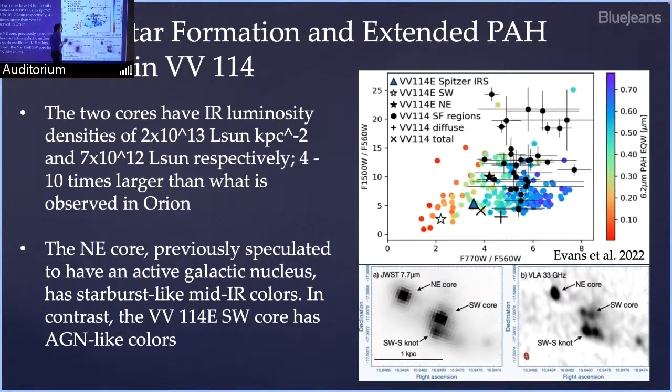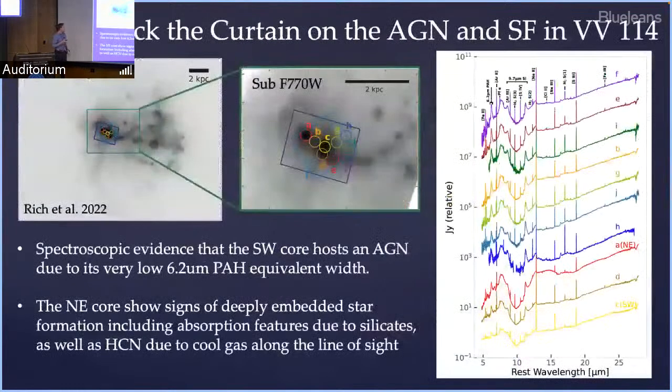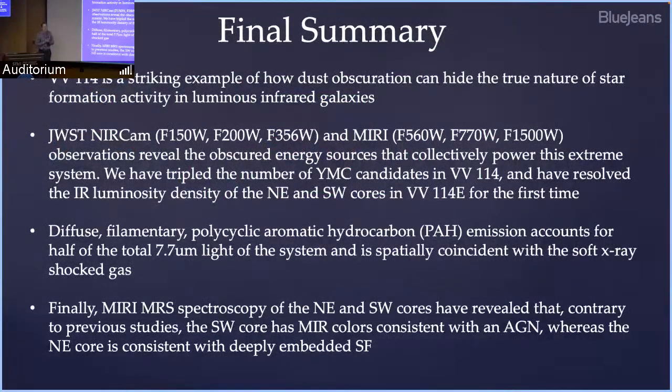Previous papers speculated that between these two regions, the northeastern core, being the much brighter one in radio emission, was the source of the AGN. As it turns out, based on mid-infrared colors and spectroscopy, which I'm going to have to rush through because I'm out of time, the southwest core is the one that harbors the AGN. And we're now able to unambiguously identify these things with JWST. We also have spectra to prove that, but I'm not going to talk about that. I'll leave my summary up and take any questions you have. Thank you very much.